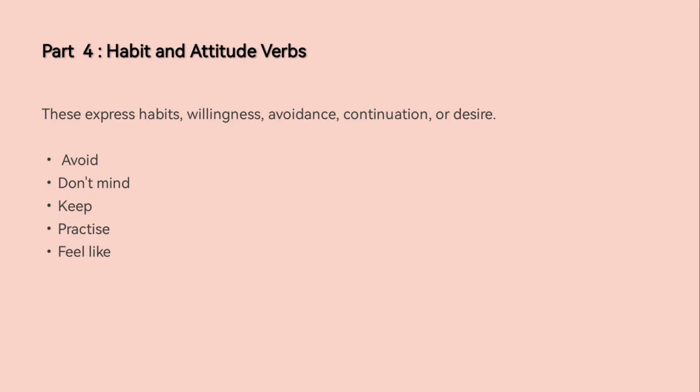Fourth category is habit and attitude verbs. These verbs express habits, willingness, avoidance, continuation, or desire. Avoid, don't mind, keep, practice, feel like. Actually, these verbs tell us how we feel about an activity or how we deal with it in our daily lives.